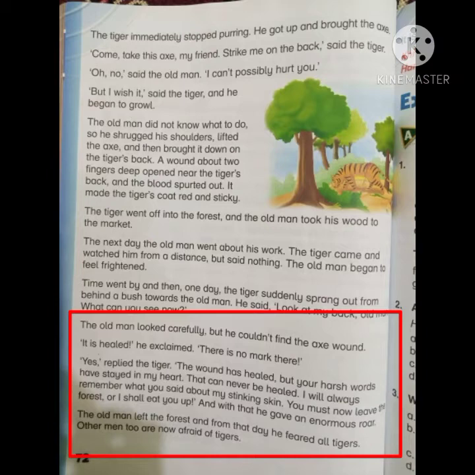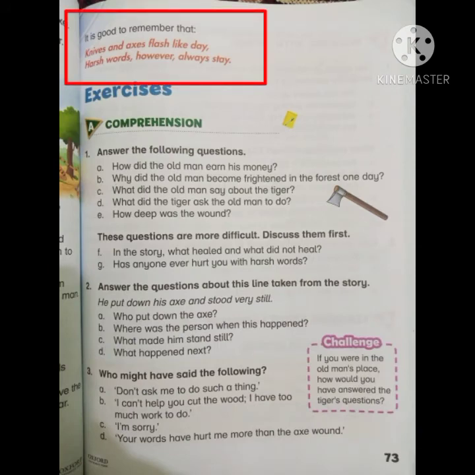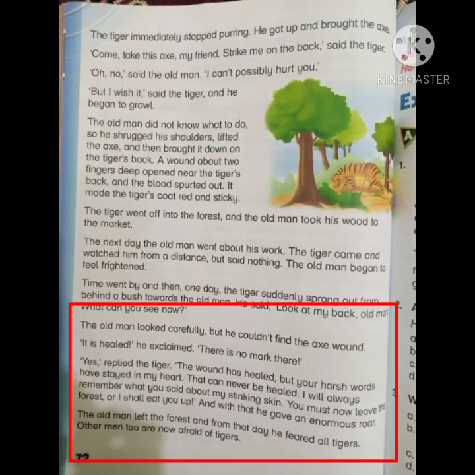So, students, the tiger got hurt by the words of the old man about his bad smell. At the end of our lesson, there is a quotation which says, "Knives and axes flash like day, harsh words however always stay." This means that the physical wounds may heal with time, but the wounds of harsh or unkind words never heal. Harsh words always stay in the mind and heart. So, students, always remember this quote and always try to be kind towards others. You should also avoid saying any harsh words to others.